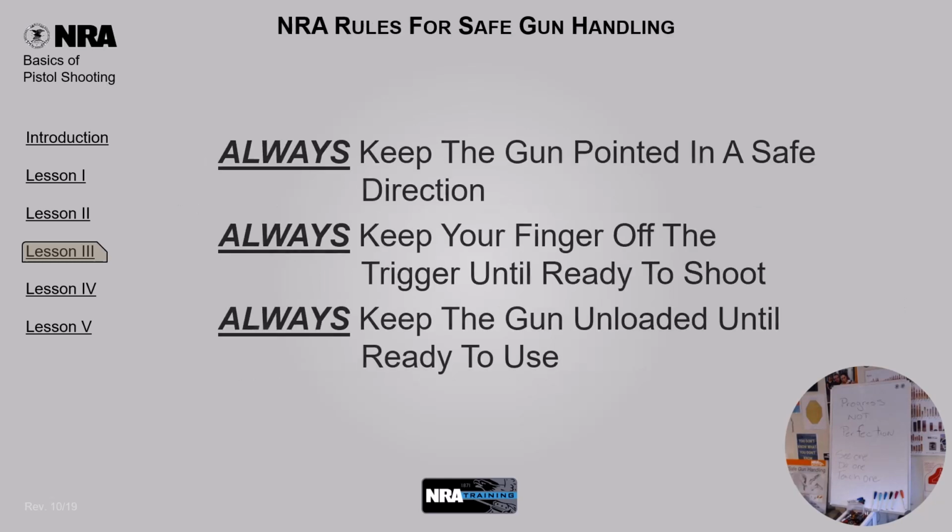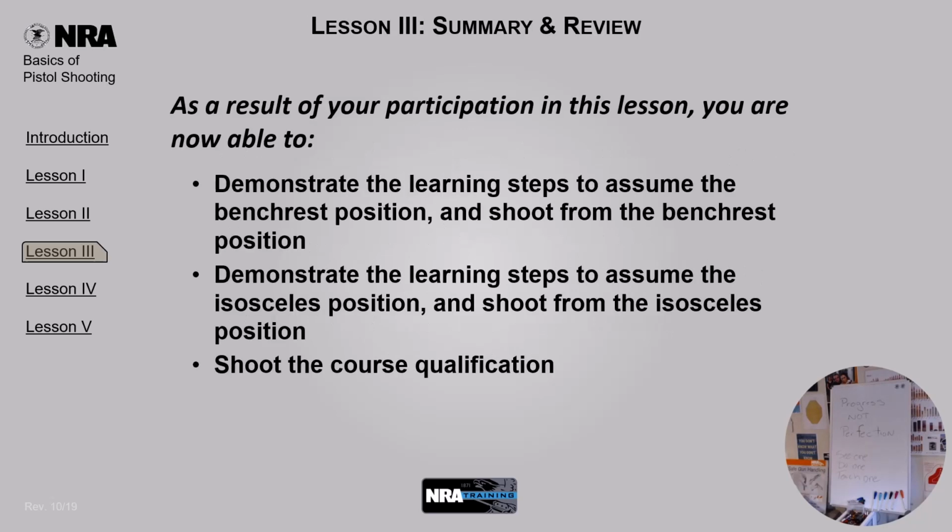All right. NRA rules for safe gun handling. What is a safe direction? At the target. Yes. What's behind the target? Oh, that would be the backstop. Good. All right. Parallel to the ground, perpendicular to backstop. Finger off the trigger until ready to shoot. Does it mean it's floating around? No, it is not floating around. It has contact with the frame at all times, or the grip, or just under the trigger guard. And then always keep your gun unloaded till ready to use.